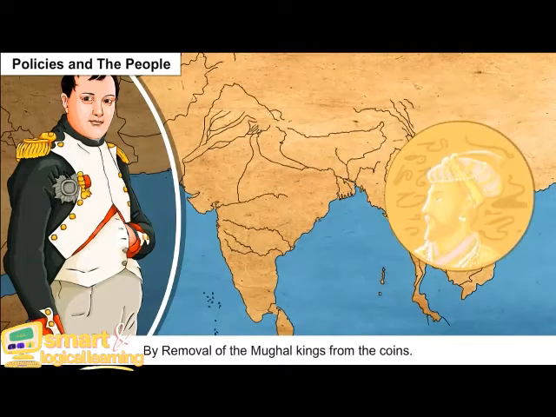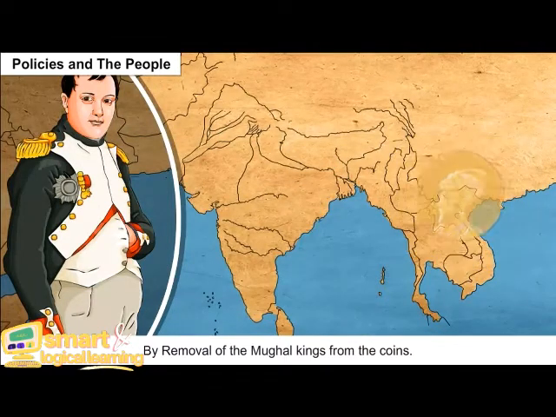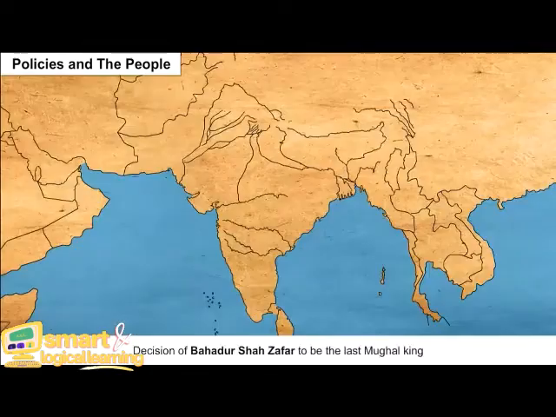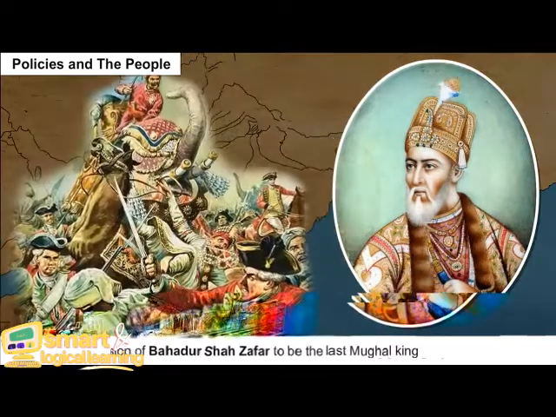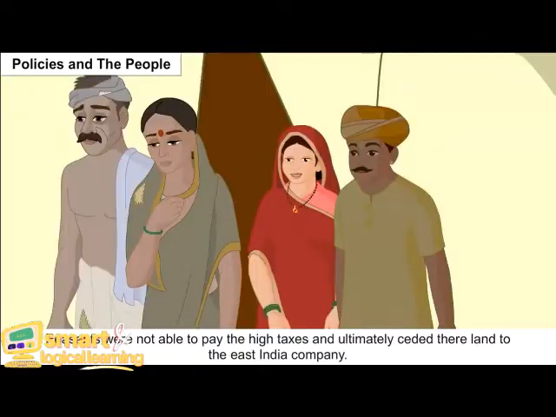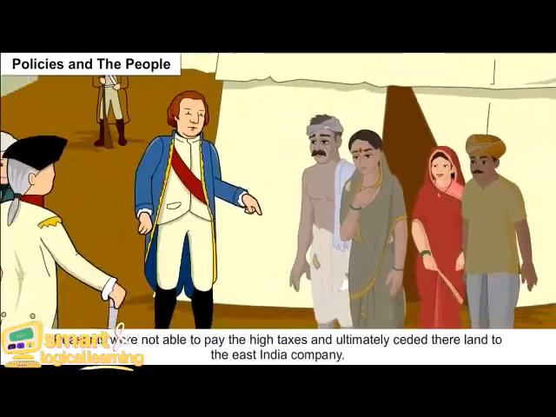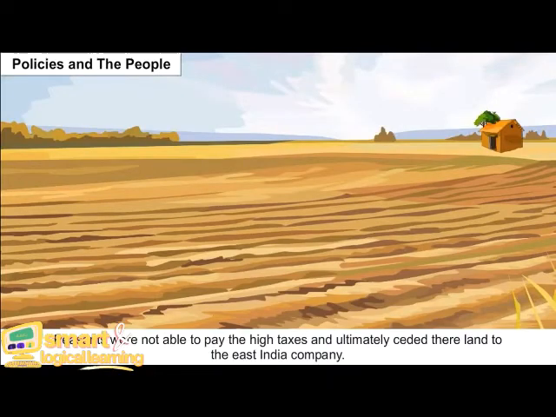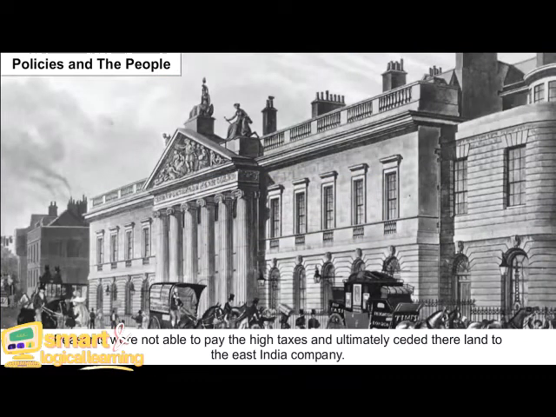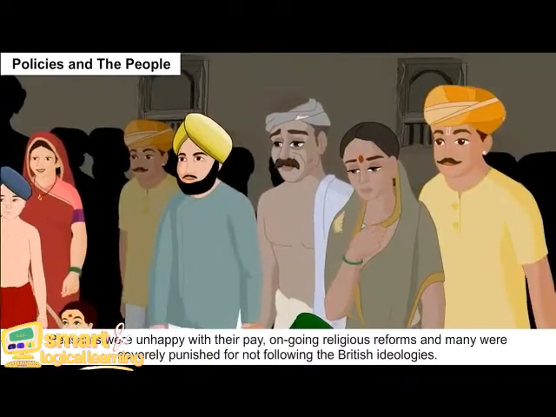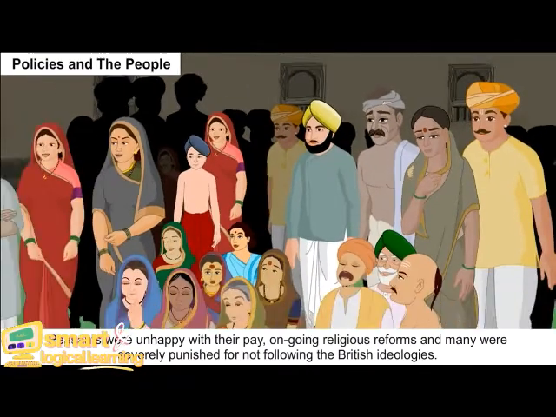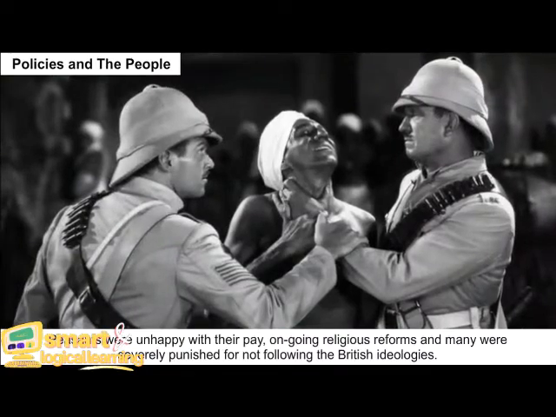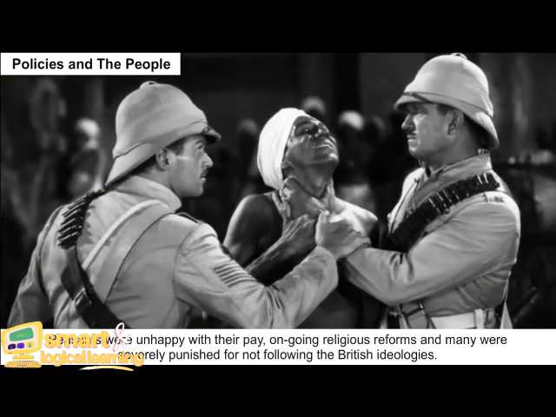By removal of the Mughal kings from the coins. The decision of Bahadur Shah Zafar to be the last Mughal king. Peasants were not able to pay the high taxes and ultimately ceded their land to the East India Company. Peasants were unhappy with their pay and ongoing religious reforms, and many were severely punished for not following the British ideologies.